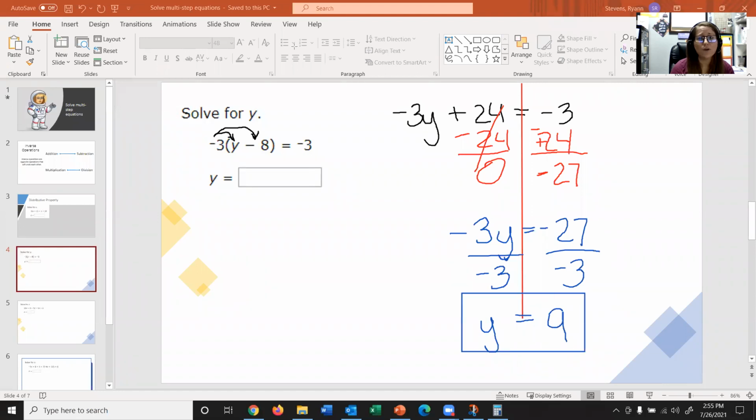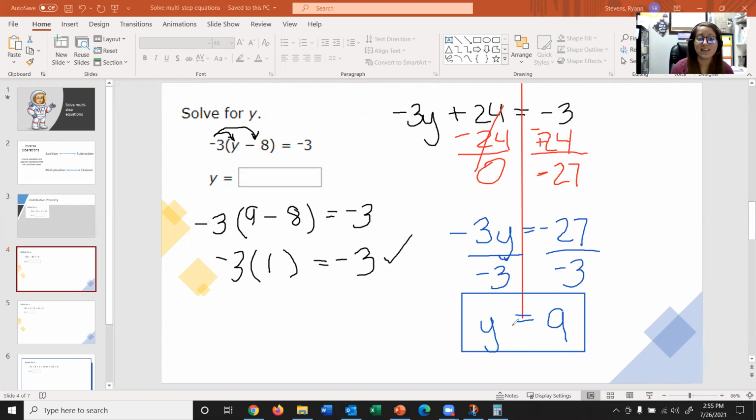Okay, we're going to go back and plug this in to check our answer. Any place that you see a y, we're going to plug in the number that we found for the variable, which is 9. So 9 minus 8 is 1. And we know that a -3 times a +1 is going to give us a -3. The signs are different, so our answer will be negative; -3 times 1 is 3. So this does check and tells us that y is equal to 9 in this case.